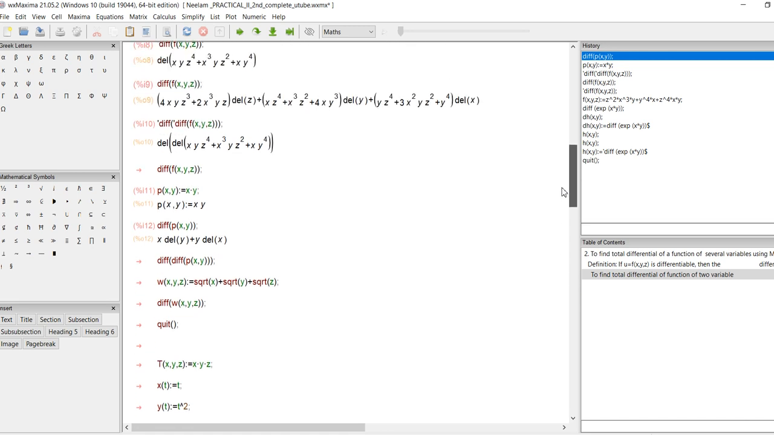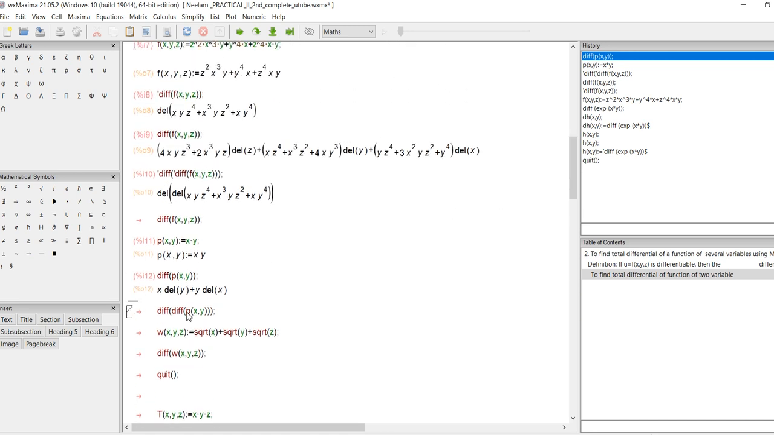by this expression. I am showing it again, this expression. If you take the differential of this one again, it will write 2 times. No need of this calculation here, so you can eliminate this.